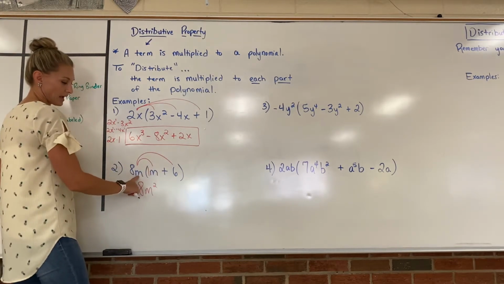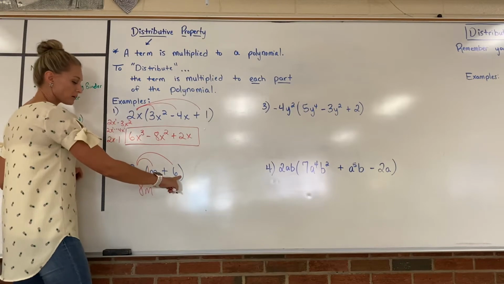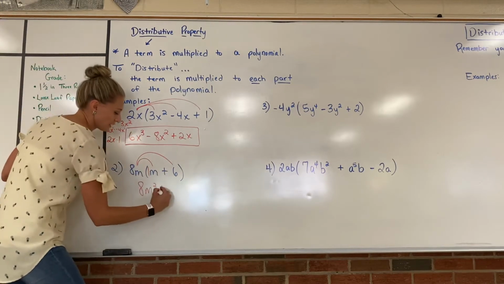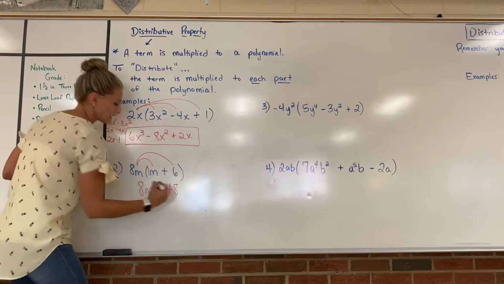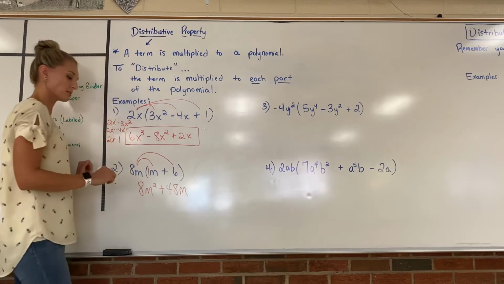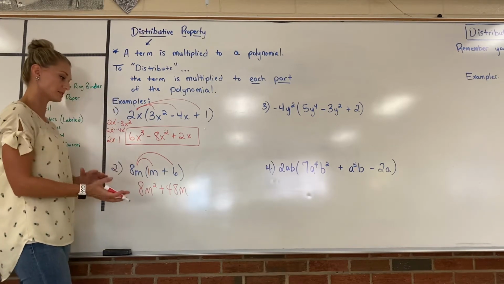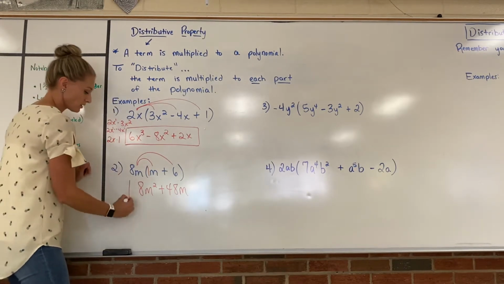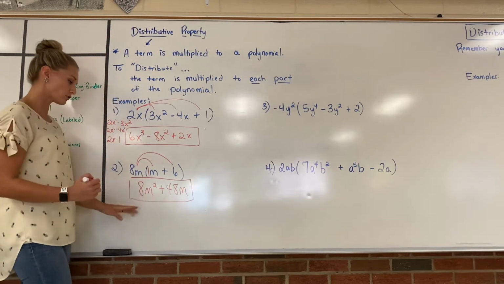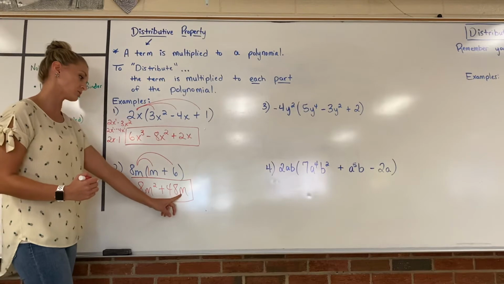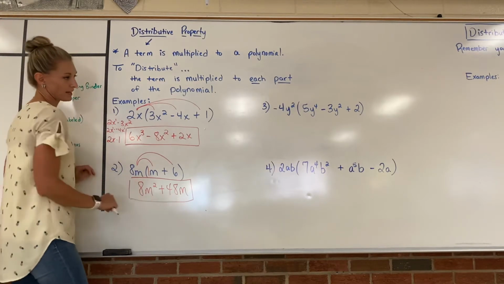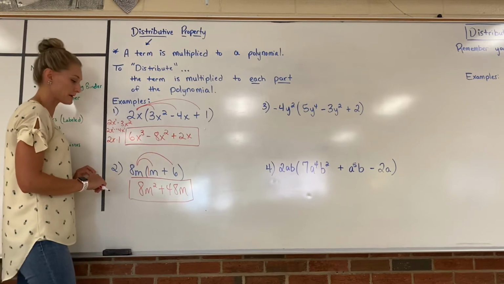And then that m doesn't have anything to multiply with, so the m is just going to come down. So 8 times 6 is a positive 48. And then the m, like I said before, doesn't have anything to multiply with, so it literally just comes down with it, okay? And so there's my answer. And again, it's already in standard form because it goes from highest exponent or highest degree to lowest degree, and then those aren't like terms, so you're done, okay?